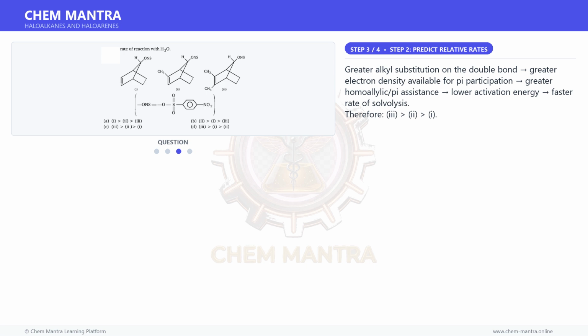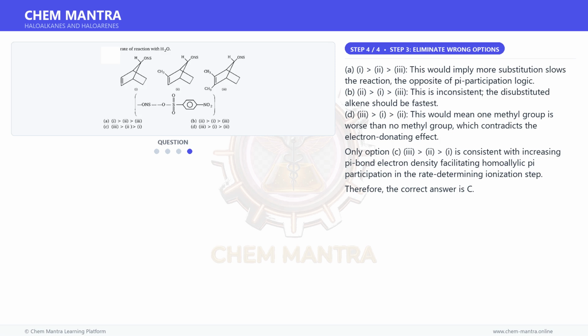Therefore, 3, 2, 1. And for the final step. A, 1, 2, 3. This would imply more substitution slows the reaction, the opposite of pi participation logic. B, 2, 1, 3. This is inconsistent, the unsubstituted alkene should be fastest. D, 3, 1, 2. This would mean one methyl group is worse than no methyl group, which contradicts the electron donating effect. Only option C, 3, 2, 1, is consistent with increasing pi bond electron density, facilitating homoallyl pi participation in the rate-determining ionization step.